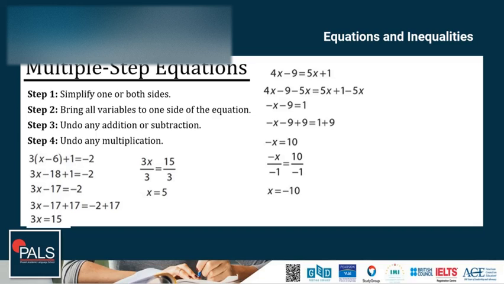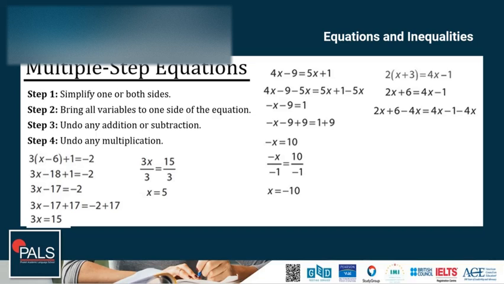Okay, another example for a multi-step equation is 2 times (x plus 3) is equal to 4x minus 1. First, simplify by using the distributive property on the left side of the equation, and then you can move the terms to get the x's on one side. So we have 2x plus 6 equals 4x minus 1.